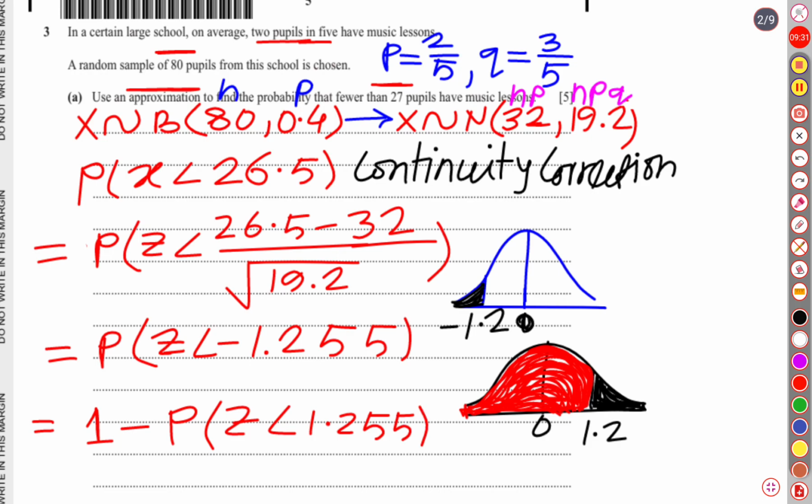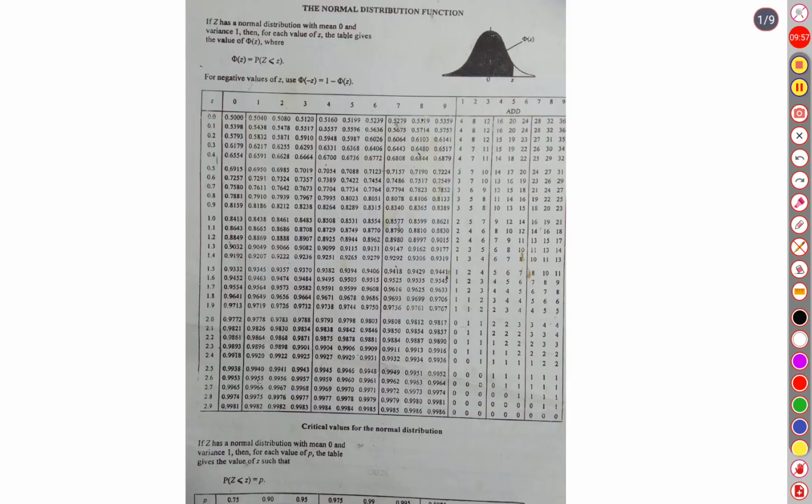Now, using our normal distribution table, you will be given a booklet during the exam, and in the booklet there will be a normal distribution table. It is, I think, better and more comfortable than using the calculator, because on the calculator you will have to change the mode frequently. That's why we are going to use our normal distribution table. Let's see, our z score is 1.255.